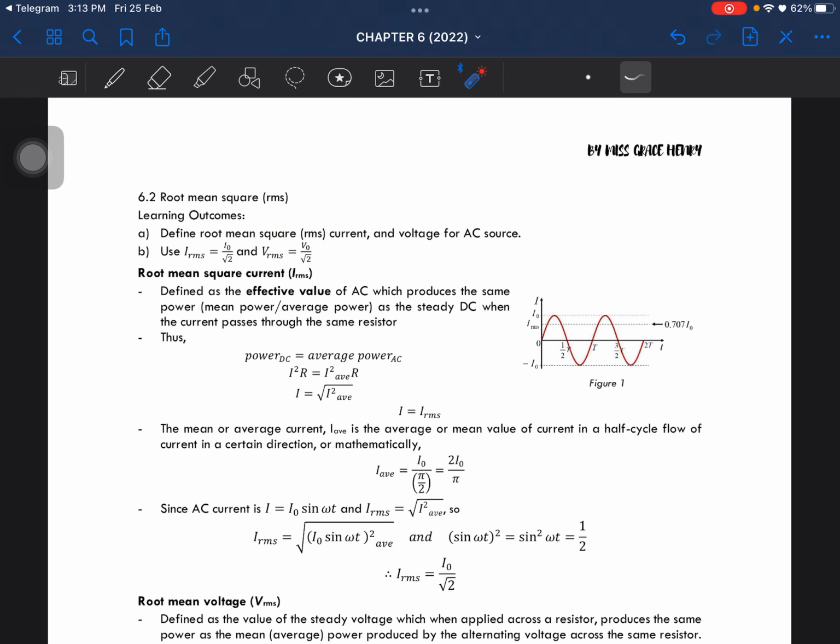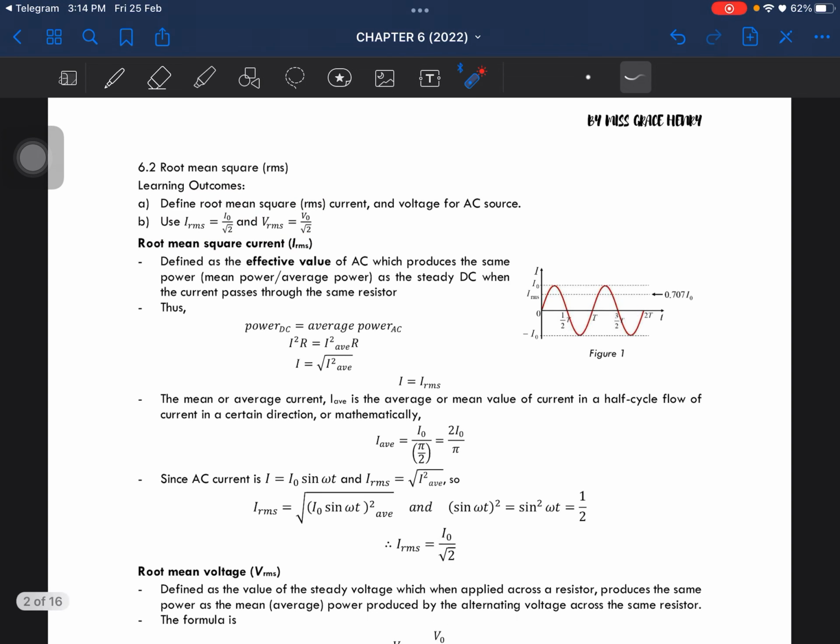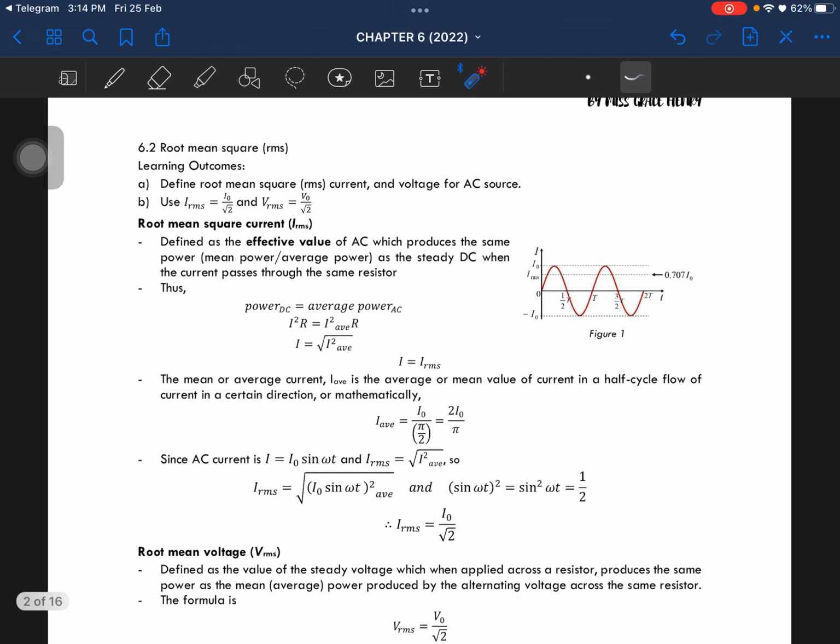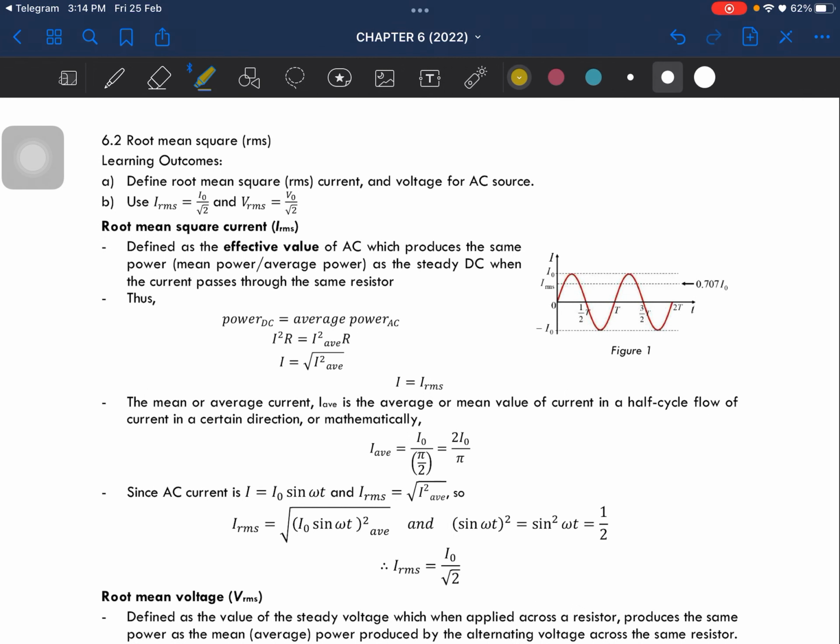Okay, so let's look at the IRMS, which is root mean square current. It is basically defined as the effective value of AC which produces the same power, which is the mean or average power, as the steady direct current when the current passes through the same resistor. So that is basically the definition for RMS current.